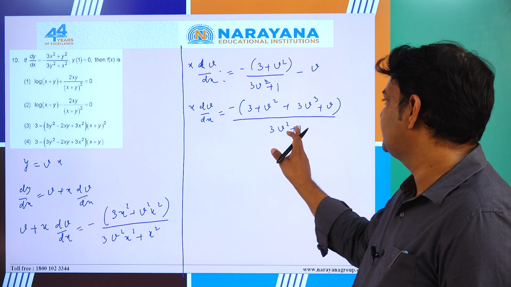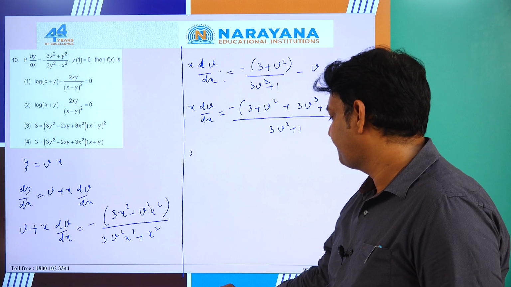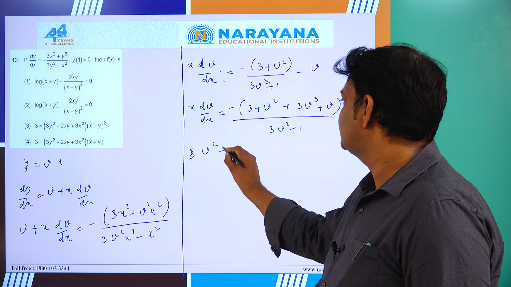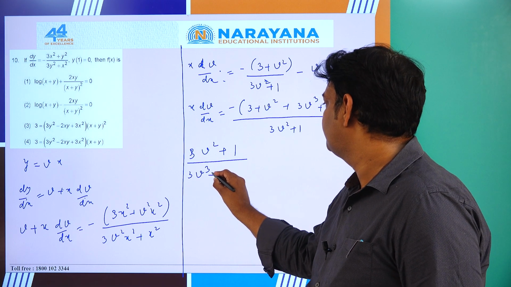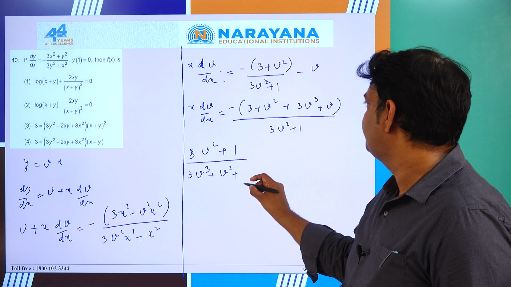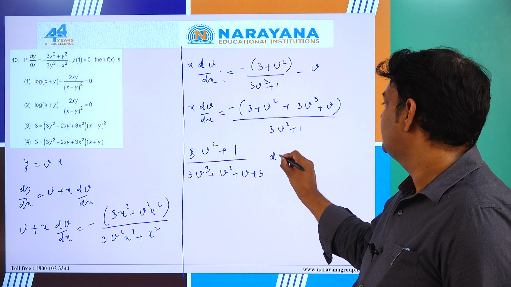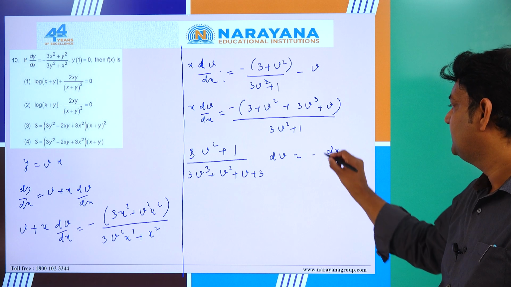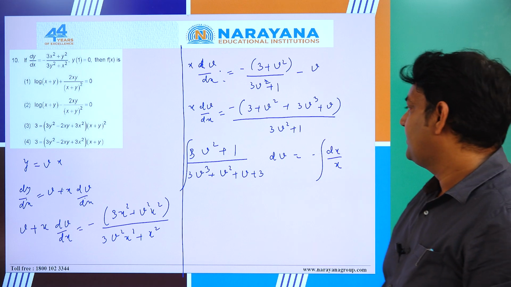Now it is obviously variable separable. Separate the variables. What you will get? 3v square plus 1 by 3v cube plus v square plus v plus 3 dv is minus dx by x. Integrate on both sides.